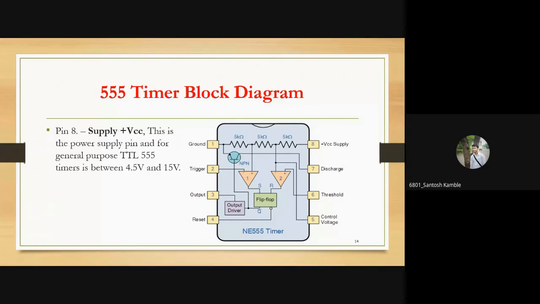Yes, sir. Okay. We are seeing the IC 555 timer, where we are seeing the internal structure of the 555 timer. Within the IC, the structure is 3 5K resistors, 1 transistor, 2 comparators, 1 flip-flop, 1 output driver, and all these pins and their functions are there. So can we proceed for the next part? Yes, sir. Okay.